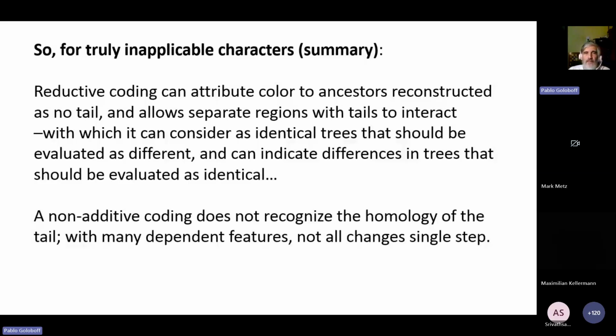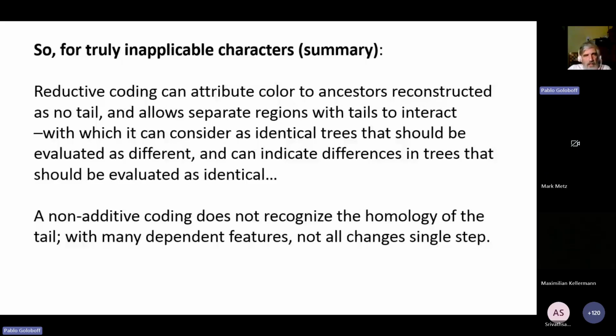If you instead choose a non-additive coding, you do not recognize the homology of the tails. And it has the additional problem that if you have many dependent features, not all changes can cost a single step, because we were discussing just a tail that can be red or blue, right? But suppose that not only can the tail be red or blue, it can be wide or narrow, it can be long and short, and every one of those combinations of differences, is that going to cost a step? That is simply something you cannot record by using a non-additive character.